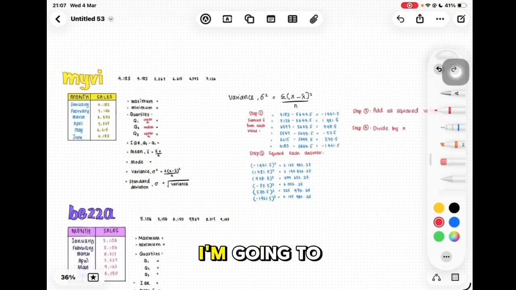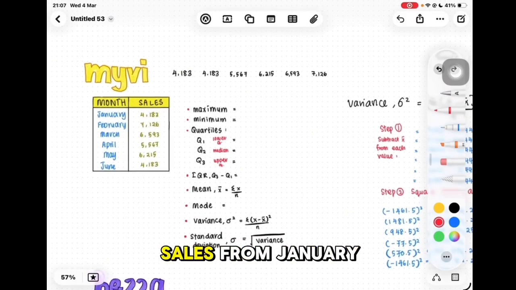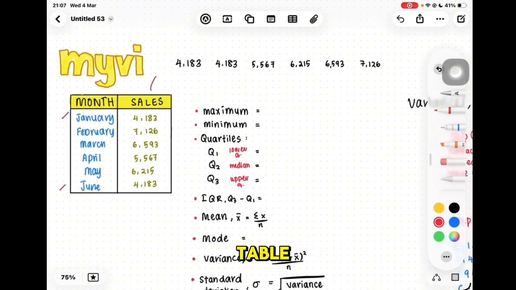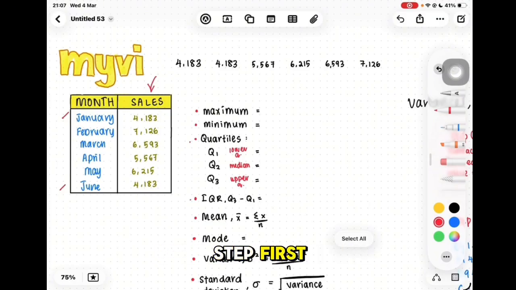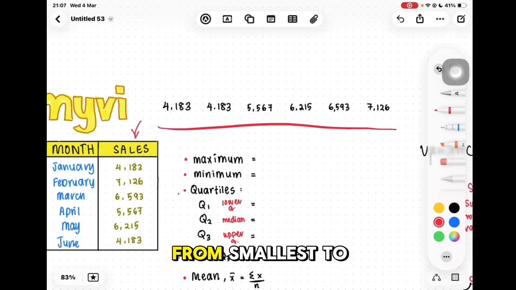Hi everyone, today I'm going to explain the statistical calculations for Myvi sales from January until June. The sales data are in this table. Now I will show you step by step how we calculate the maximum, minimum, quartiles, IQR, mode, median, variance and standard deviation. Step 1, we need to arrange the data in ascending order, from the smallest to the biggest.